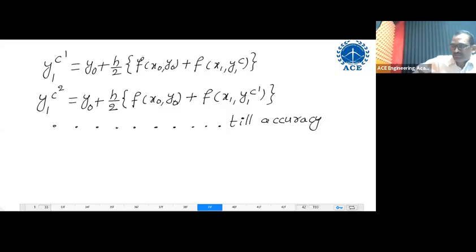Everyone should remember Euler's method is also called Runge-Kutta's first order method. Now Runge-Kutta's second order method.